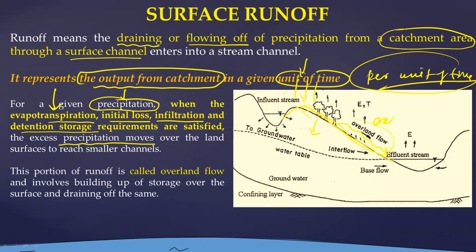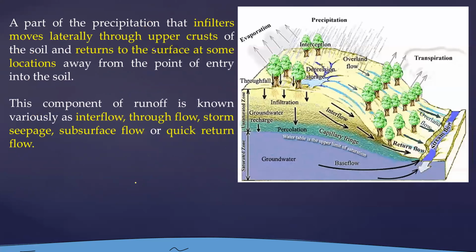So when the excess water is there on the surface, that flows, right? So that is very important here. The portion of runoff is called overland flow and involves building up of storage over the surface and draining of the same, right? So if you observe here, a part of the precipitation that infiltrates, which goes inside, here is the word infiltration, if you see, right? So if it infiltrates, it moves laterally through the upper crusts of the soil and returns to the surface at the same location or another location. Remember, this is also very important here.